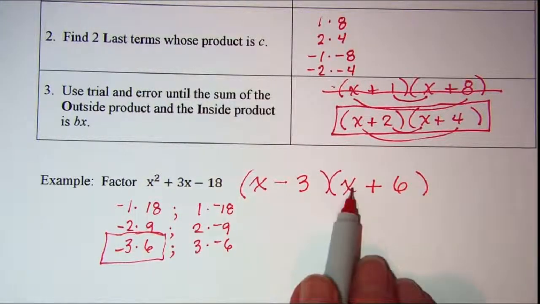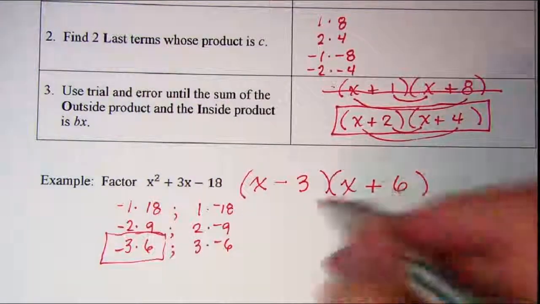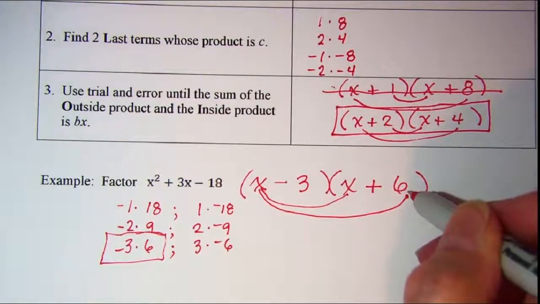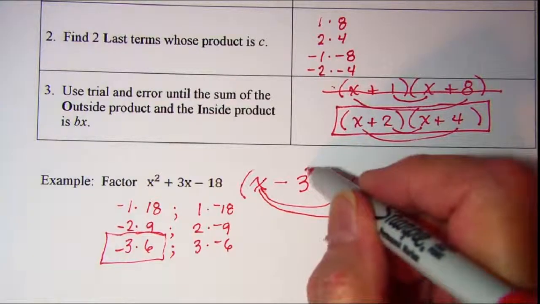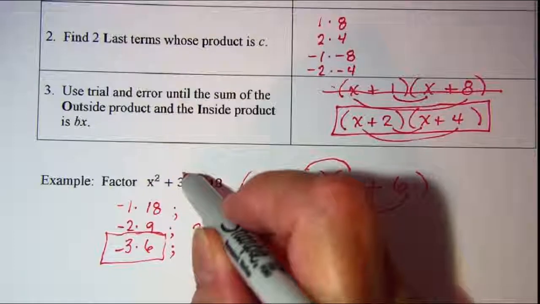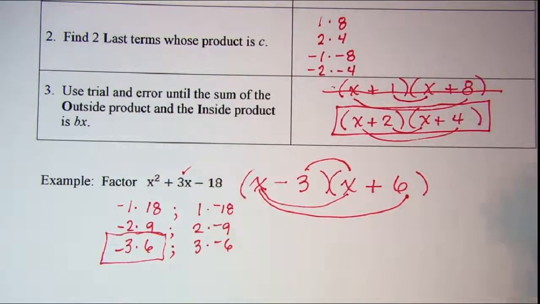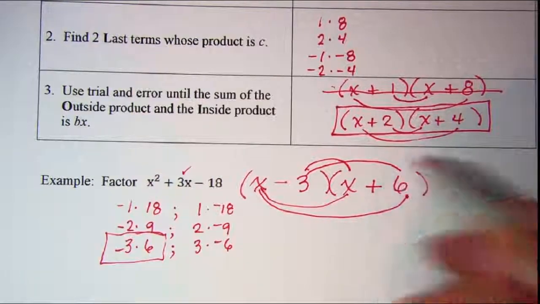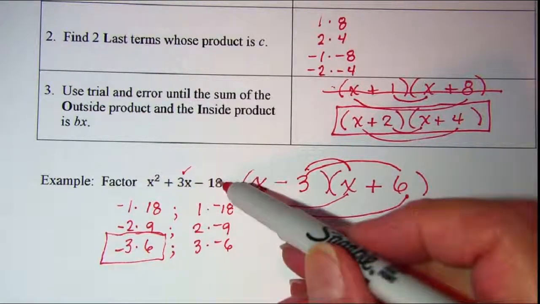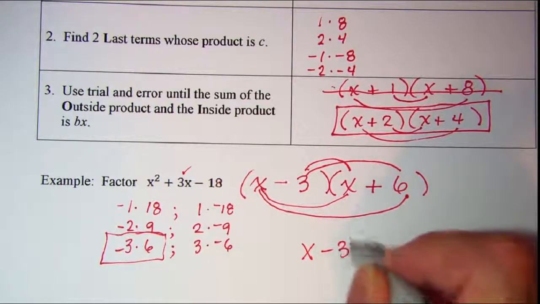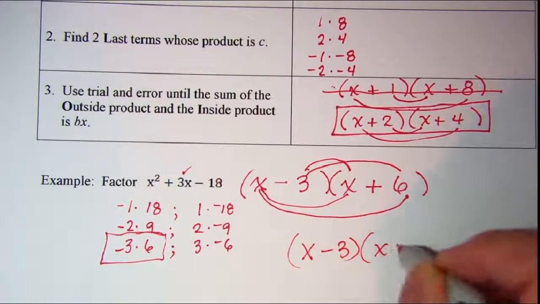X times x is x squared. That's my first times my first. Then positive 6x and a negative 3x gives me a positive 3x. And then my last ones here, negative 3 times 6 is negative 18. So my factored form is x minus 3 times x plus 6.